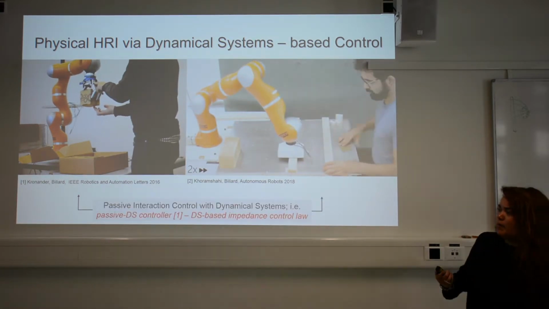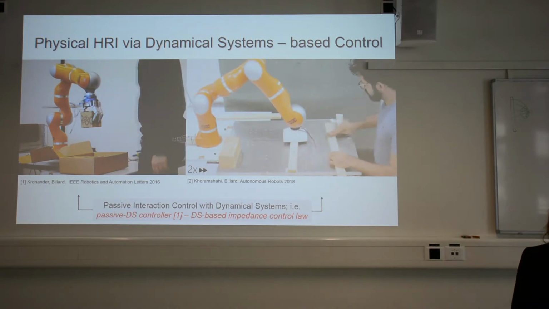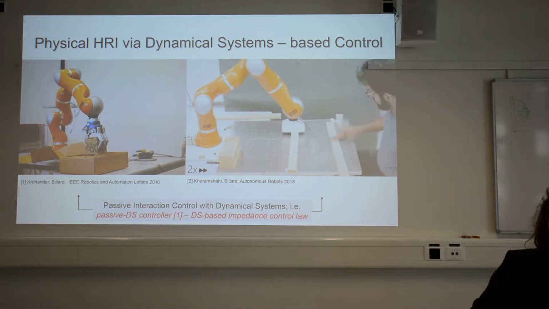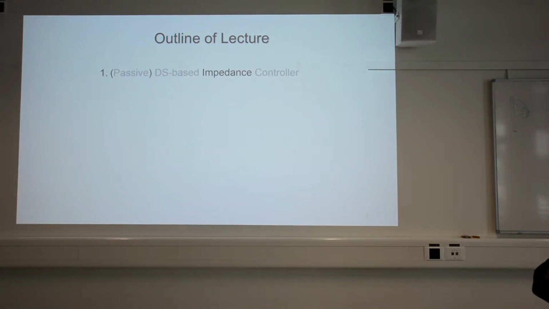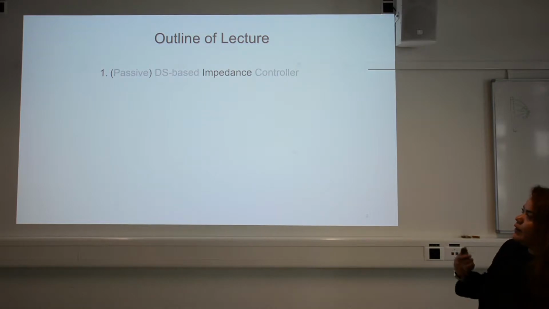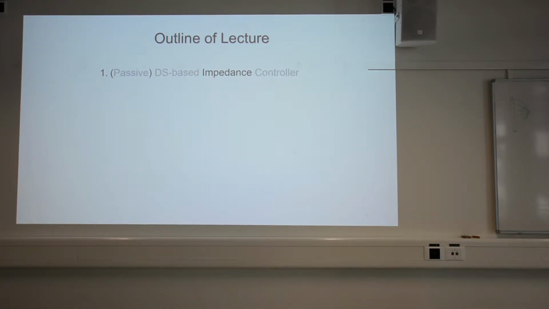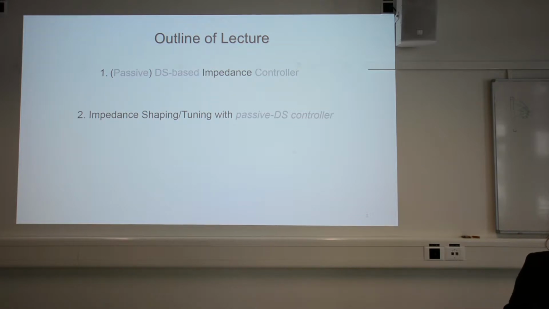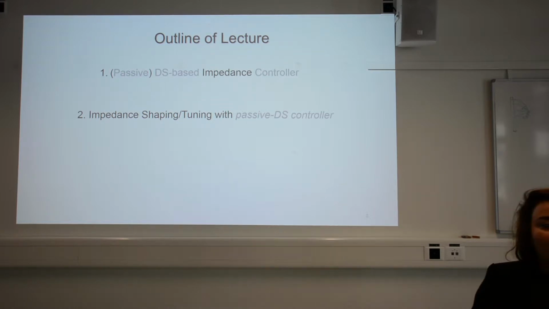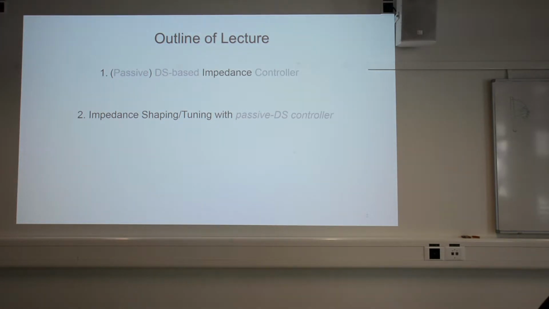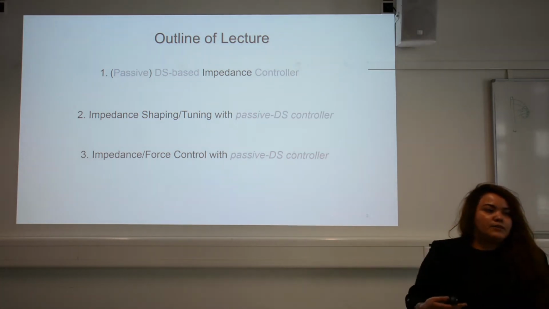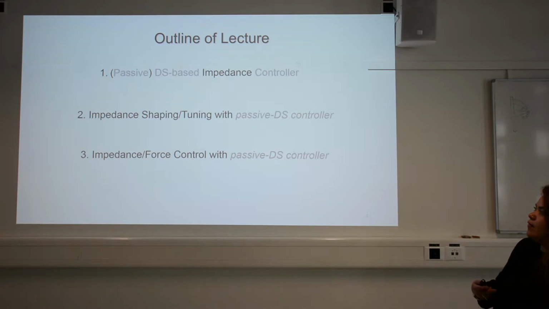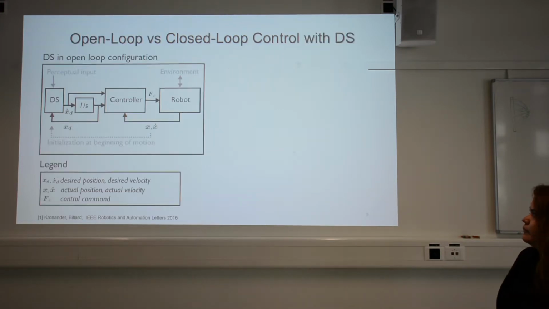And we do this with a control architecture, which we call passive DS controller, which is basically a dynamical system-based impedance control law. So the first thing I'm going to talk about is this dynamical system-based impedance controller, which we call passive DS. Then I will talk a little bit about how to shape the desired impedance of your task using this controller. And at the end, we will focus on how to extend this dynamical system-based impedance controller to achieve force control as well.